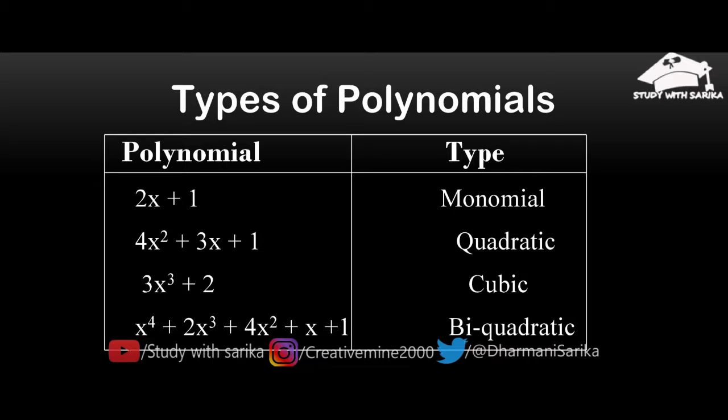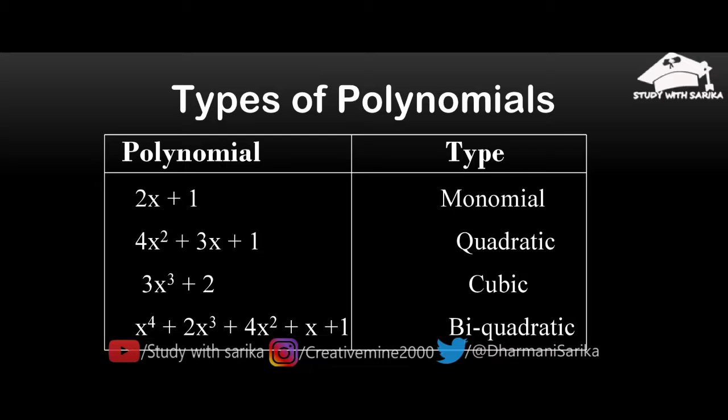Third one is the cubic. As the term suggests, cubic means the degree must be 3. So here in the example 3x to the power 3 plus 2, where 3 is the highest power and degree of the polynomial, that's why this is a polynomial which is cubic.